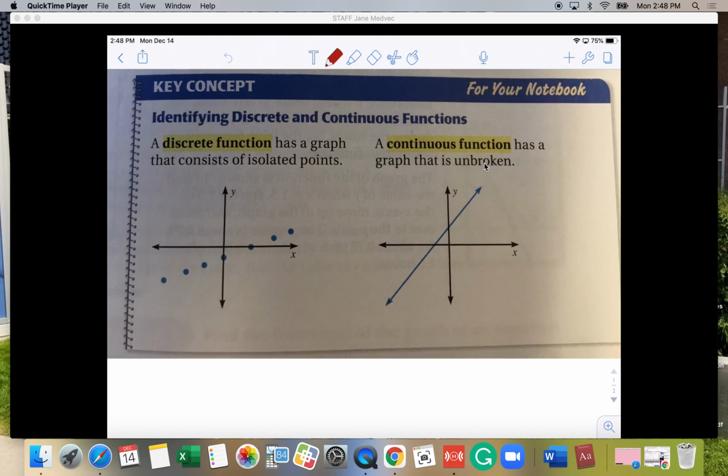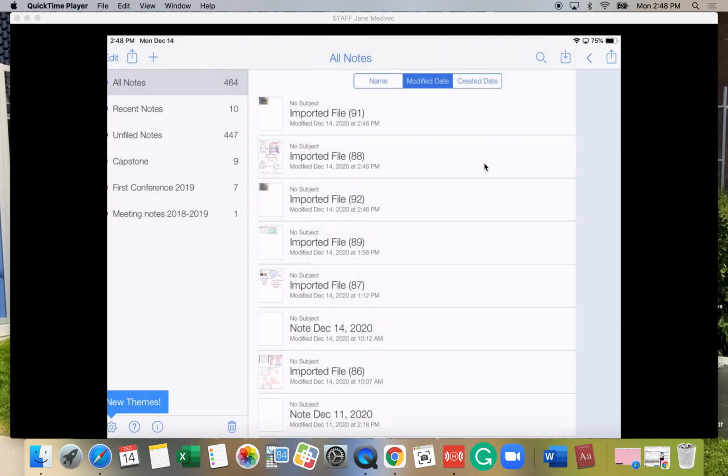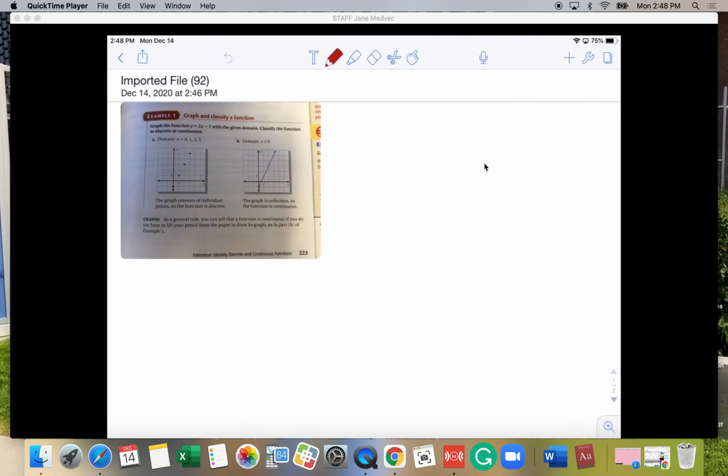When we look at a graph that only has points and those points are not connected, that's considered discrete. They're isolated points. When I have a graph that has points and we connect those points and put a line in, that is considered continuous. It's ongoing. Let's keep going and take a look at an example.